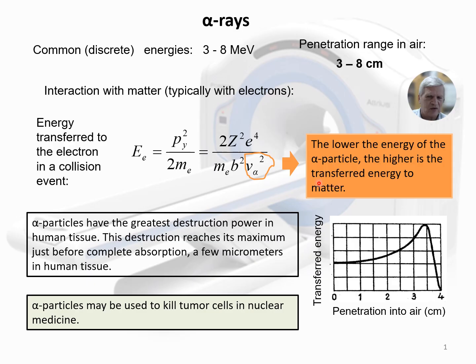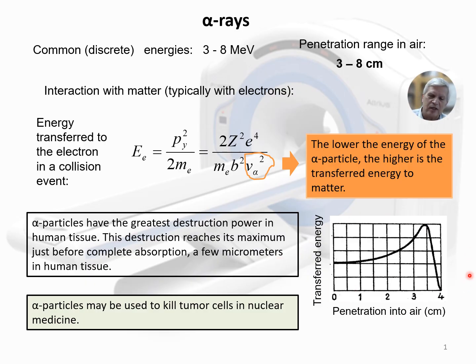I think it is very interesting. One would think at first sight that, okay, if the energy is high, then probably the transferred energy is also high. No, it is just the other way around. The lower the energy of the alpha particle, the higher is the transferred energy to matter. So that means that alpha particles have the greatest destruction power in human tissue, and this destruction reaches its maximum just before the complete absorption. Actually, this means a few micrometers in human tissue. So alpha particles are totally absorbed in our body in a few micrometers, actually in our skin.